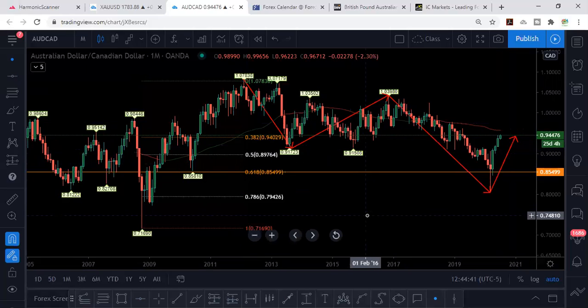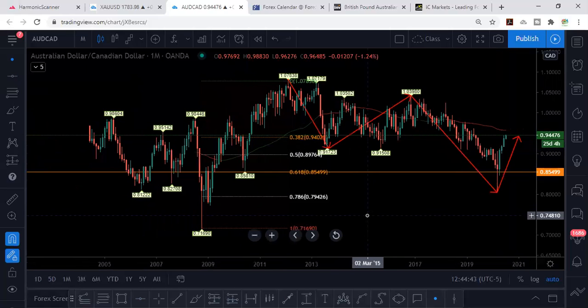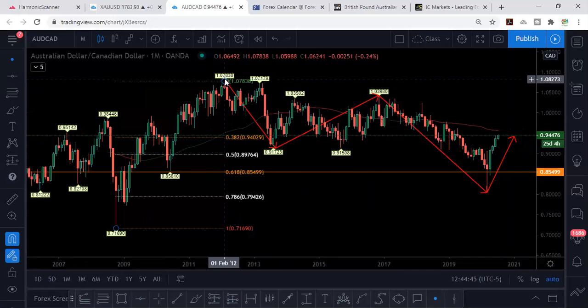So now let's see. From here, pull back. Where is it pulling back to? I can see your arrow. Where is it pulling back to? Golden ratio 0.618. All right, so we're expecting it to pull back to this place.